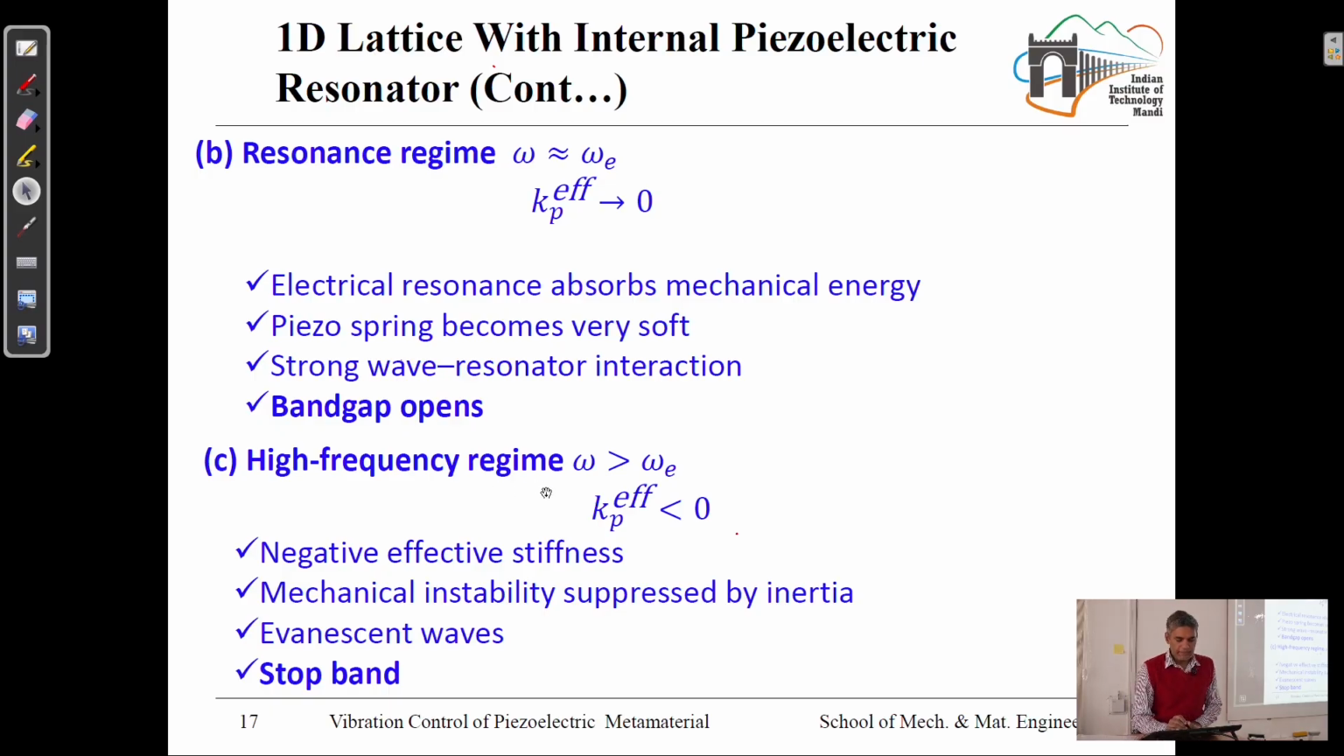High frequency regime, when omega is more than omega E, then Kp effective is small, so negative effective stiffness, right, less than 0. So mechanical instability is suppressed by the inertia, and you can see the stop bands, right?